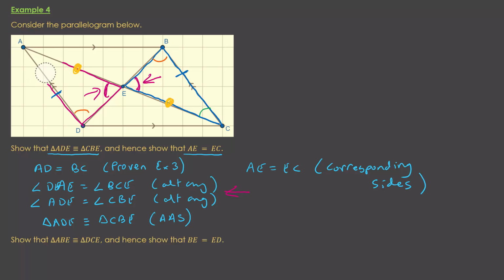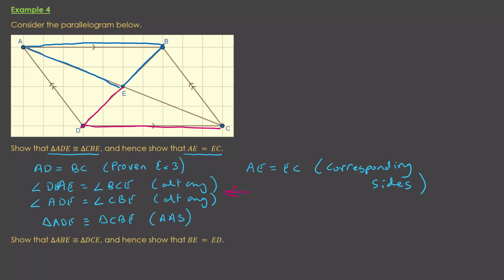Because in the second part of the question, what we're being asked to do is show that two other triangles are equal. And the two triangles that we're being asked to show this time are this one at the top and this one at the bottom. Let's go through this a bit more quickly, and I'm going to do it up here so I don't have to scroll.